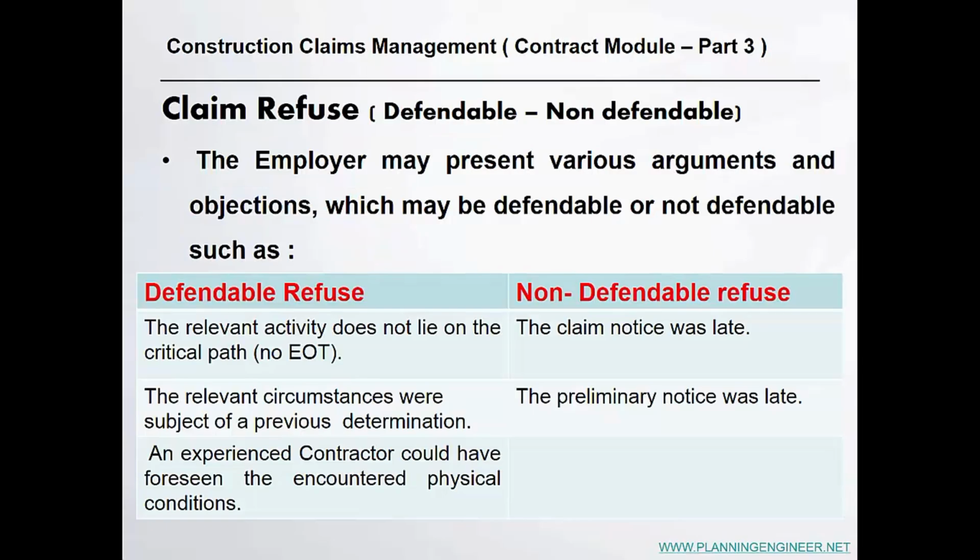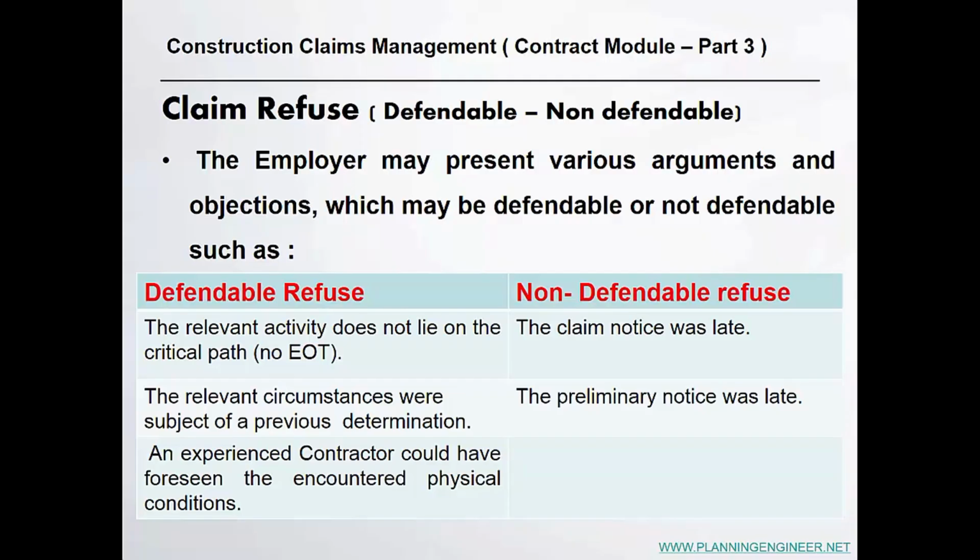And the claim refusal: the employer may present various arguments and objections which may be defendable or non-defendable for you as a contractor. Defendable refusals: the client could reject your extension of time because the relevant activity does not lie on the critical path, so no EOT. This is not a reason. Although the activity is not on the critical path, you should prove to your client that it burned all the floats and became critical by such and such causes.